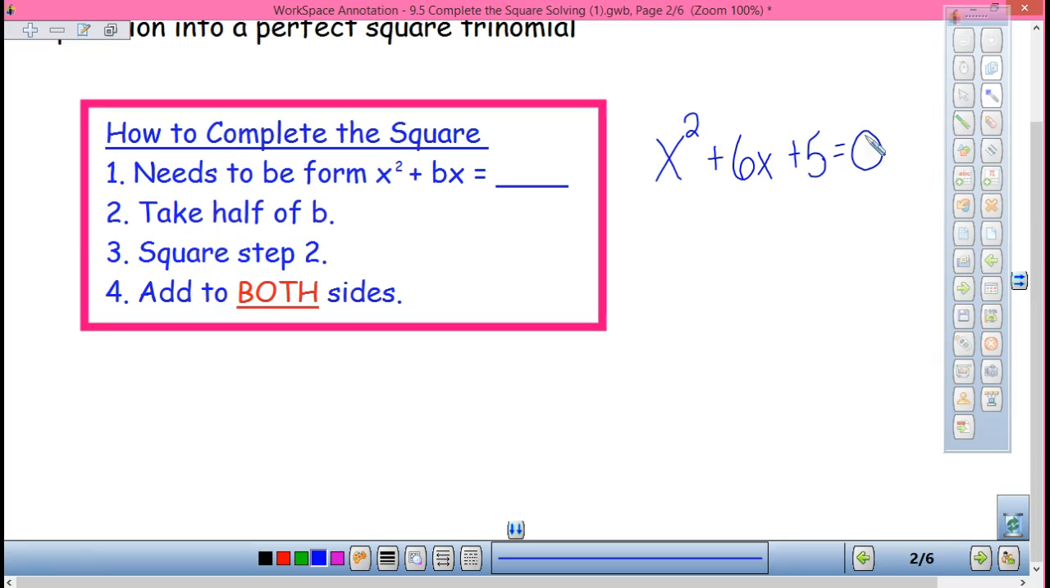Alright, so the first step of completing the square is it needs to be in the form of x squared plus bx equals a number. So to get that, what do I have to do? Yeah, we have to get that 5 over to the other side. So we're going to subtract 5. The way we're going to write this is x squared plus 6x, and then we're going to leave a blank, because we're going to write something in there. Equals negative 5.